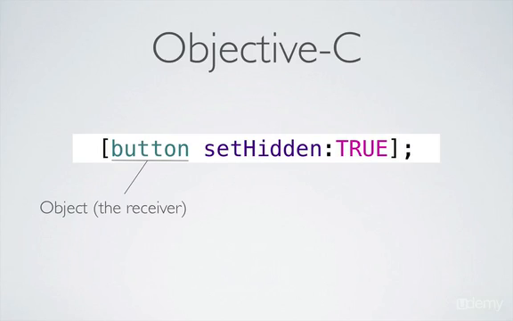The second part tells the object what to do, and that's called the method. In this case, the method is set hidden, and it's telling the button, which is the object, that it needs to do something called set hidden.